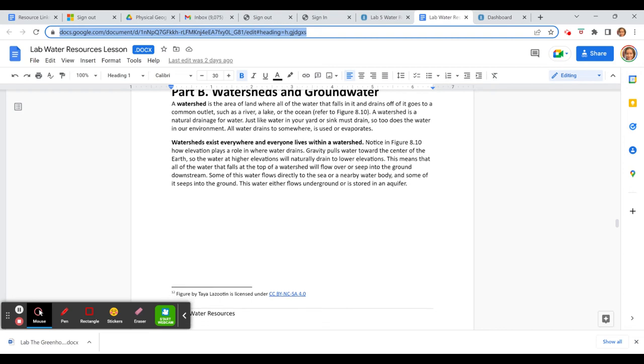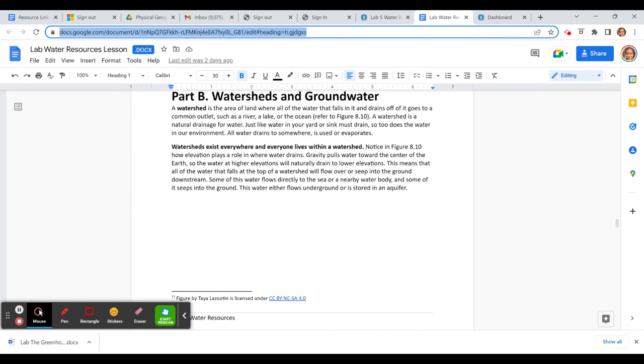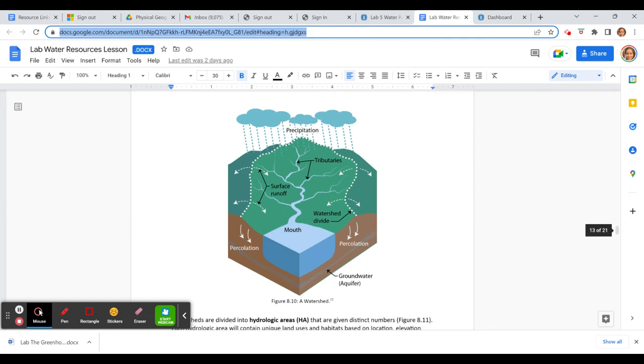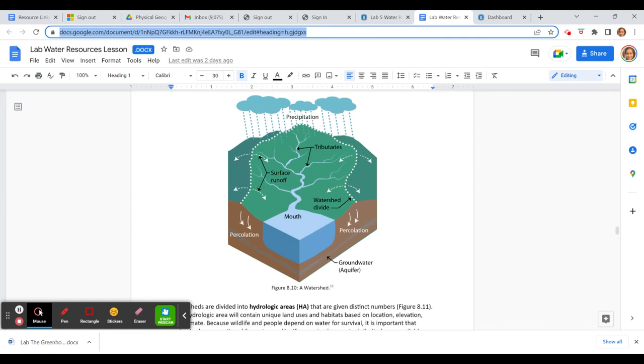Notice that in figure 8.10, which I'm going to show you in a minute, elevation does play a role in where water drains. Gravity pulls water toward the center of the earth so that water at higher elevations will drain naturally to lower elevations. So that means that all of the water that falls on top of a watershed will flow or seep into the ground. And then we'll notice how this happens in figure 8.10.